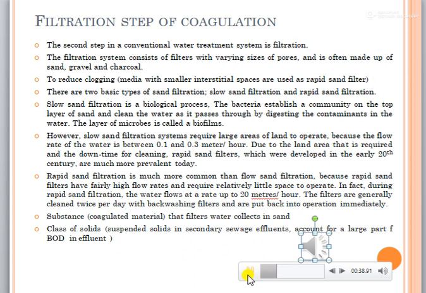Slow sand filtration is a biological process because it uses bacteria to treat the water. The bacteria establish a community on the top layer of sand and clean the water as it passes through by digesting the contaminants in the water. The layer of microbes is called biofilm and requires cleaning every couple of months, when it gets too thick and the flow rate declines. After the biofilm is removed, the bacteria must be allowed several days to re-establish a community before filtering can be resumed.